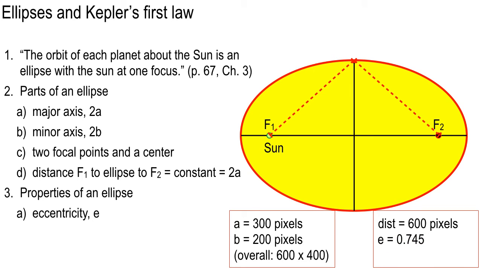For this particular ellipse that I've sketched out, 600 by 400, the eccentricity is 0.745. And I'll give you the formula for that in a minute. Not that you're going to have to do a whole lot with it, but I want you to see it. And you'll see the Pythagorean theorem kind of sneaking in there. As a matter of fact, from this diagram with the red dashed lines, you can see a right triangle in there. And Pythagoras, he's everywhere.